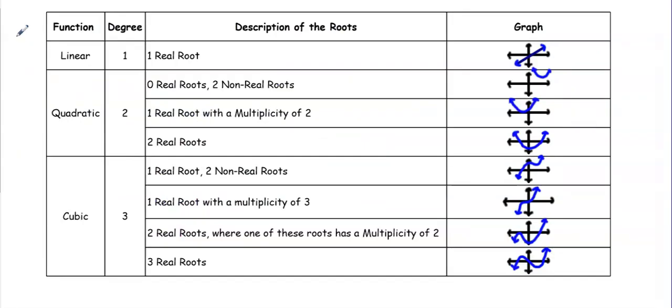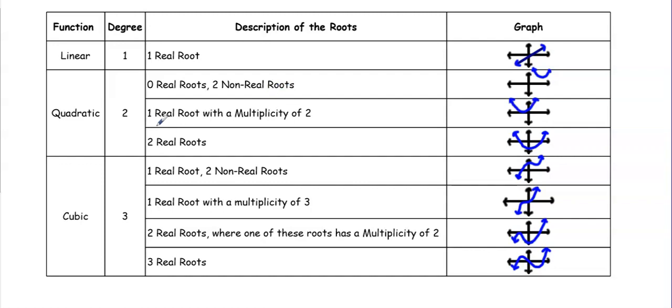This chart summarizes the function with a degree and the different types of roots that you can have. So linear functions have a degree equal to 1. So they have one real root. The only possibility is one real root. So there will be one x-intercept for the one real root. For quadratic, you can have 0 x-intercepts, which means 0 real roots and 2 non-real roots. So when you have a real root, you have an x-intercept.